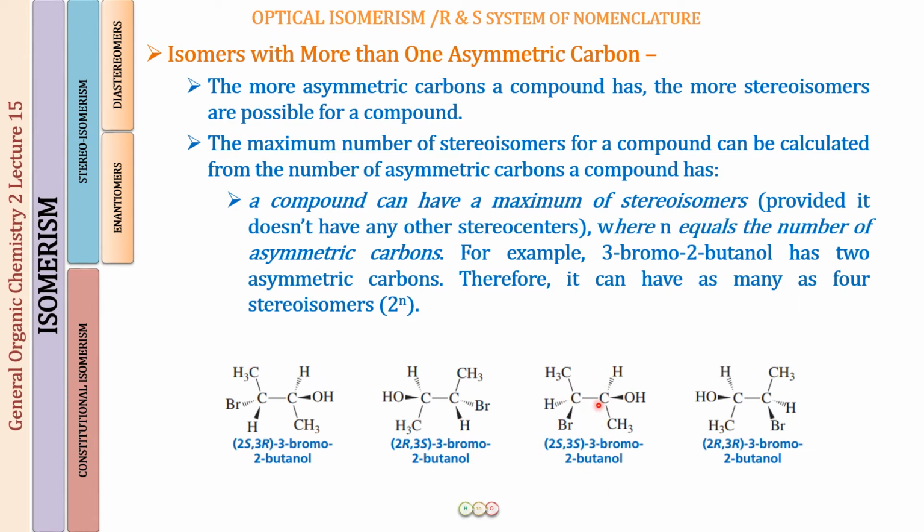And again, this is going to be a chiral compound, and you are going to draw its mirror image compound. So here this is going to be a 2S and a 3S, so this is going to be a 2R and a 3R. So these are the 4 stereoisomers which are possible for 3-bromo-2-butanol.